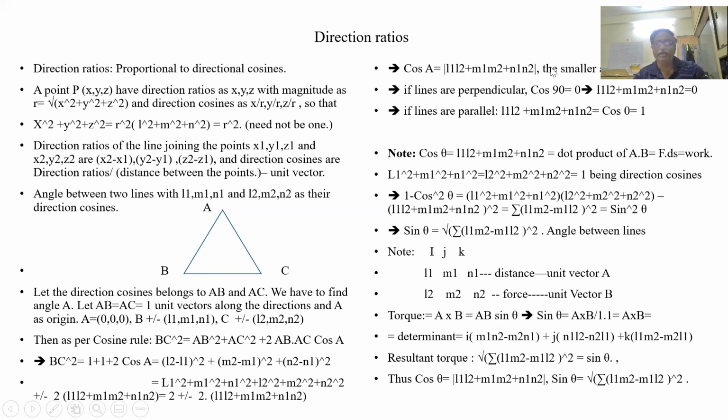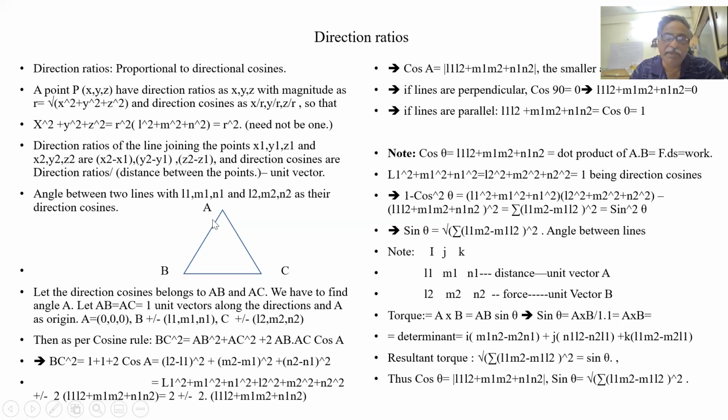This is the smaller angle. See, this is also an angle, a bigger angle. Suppose a line is extended, so we get 180 minus theta. This is also an angle between the lines. So for the smaller angle, this is mod, positive. For 180 minus theta, it can be negative also.